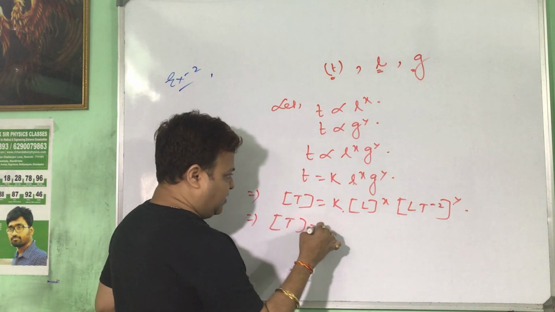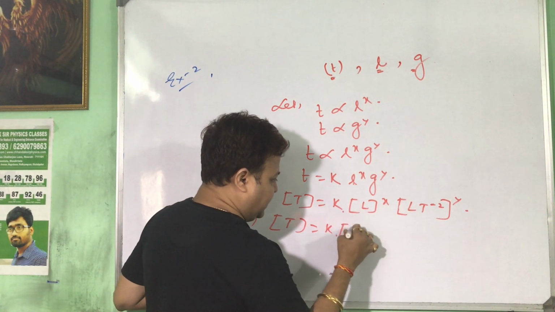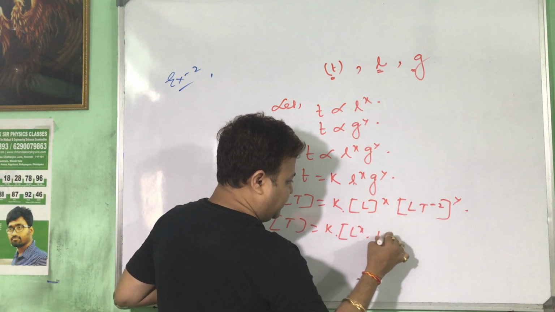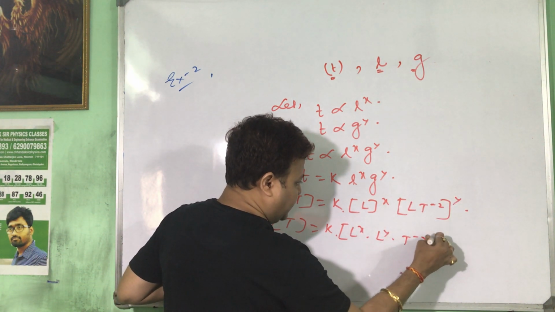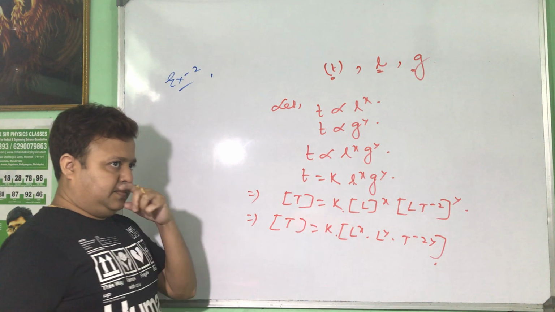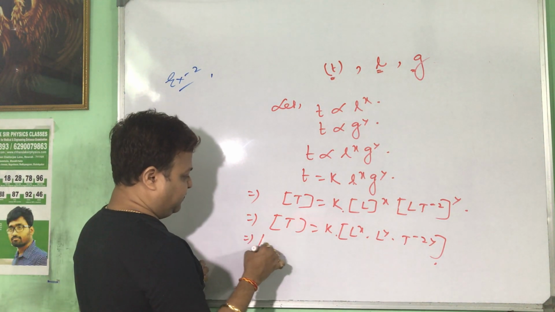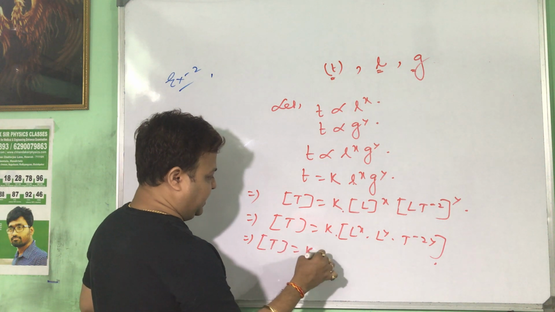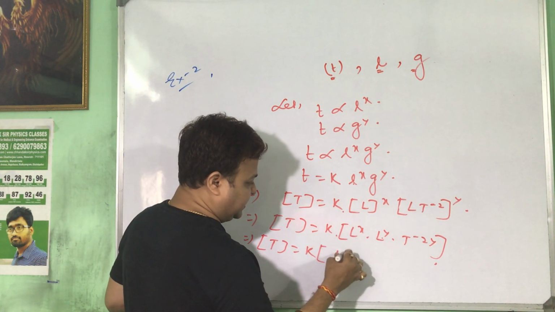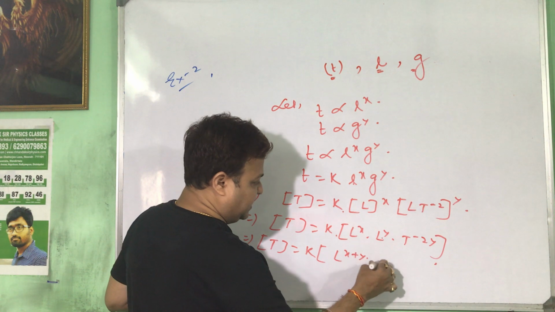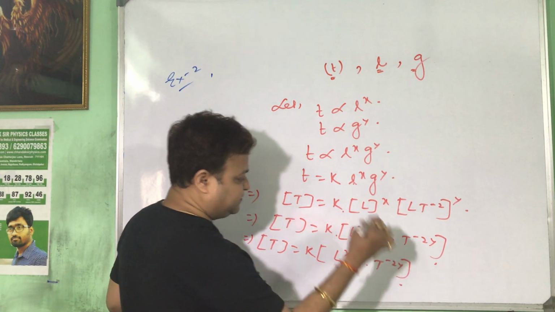So T equal to K into L to the power x, this one is L to the power y, this is L to the power 2y. Or T equal to K into, according to the laws of indices, L to the power x plus y into T to the power minus 2y.